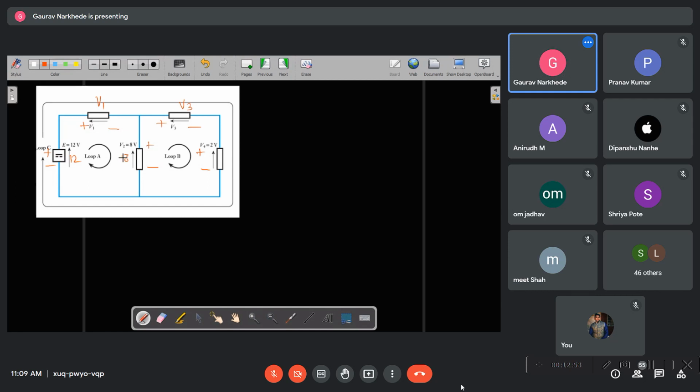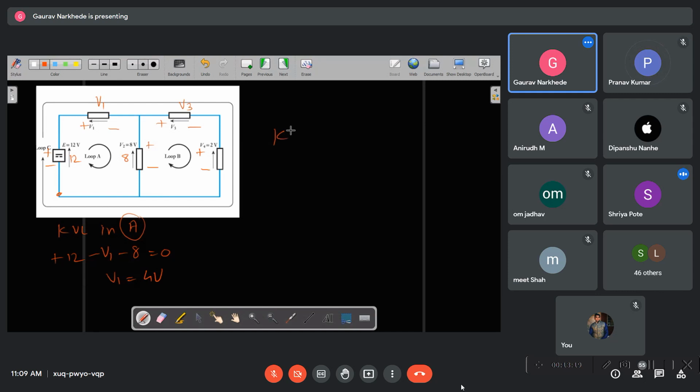Right? Okay. So can I apply KVL in loop A? KVL in loop number A, right? So let us start from here. Minus to plus, plus 12, plus to minus, minus V1, plus to minus, minus 8 is equal to 0. So V1 will be equal to 4 volts, correct?